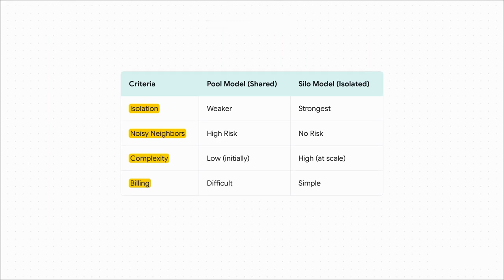Look, if your number one, non-negotiable priority is the absolute strongest data isolation, the silo model wins. Hands down, no contest. But if you're trying to optimize for low complexity and low cost right at the beginning, then the pool model is your starting point. You're basically trading simplicity for risk and security for cost.